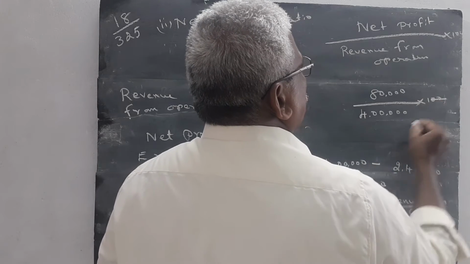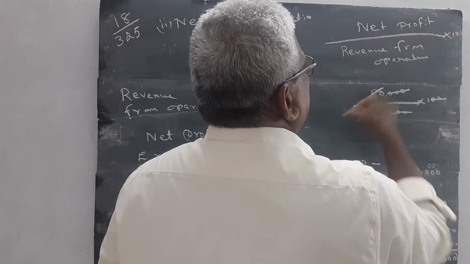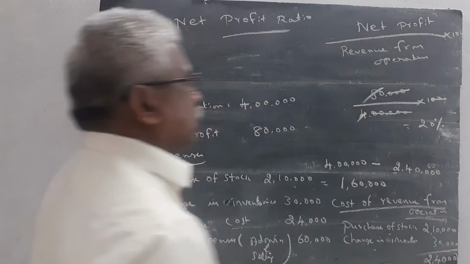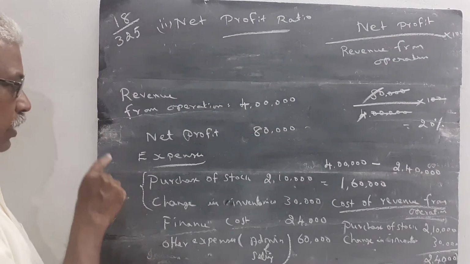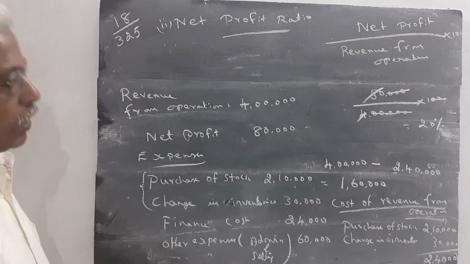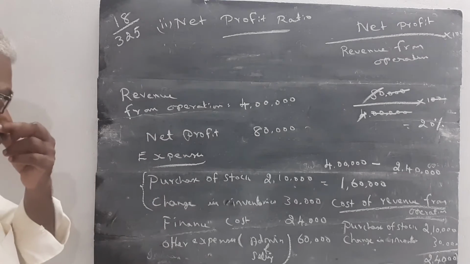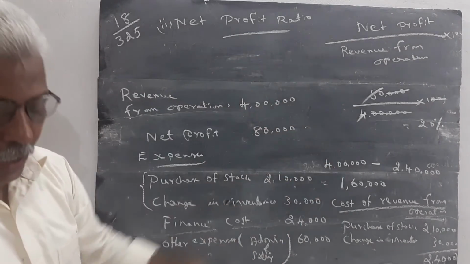We can cut these two zeros and these two threes. So this 3 and this 3 is equal to 20%. Gross profit ratio and net profit ratio. Gross profit is not given, but we are able to calculate. Net profit is directly given. Revenue from operation is directly given in the question. So we simply write the formula and we calculate the answer.